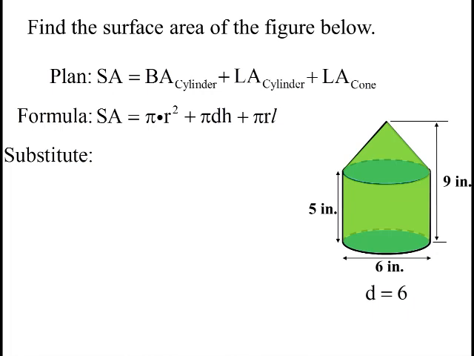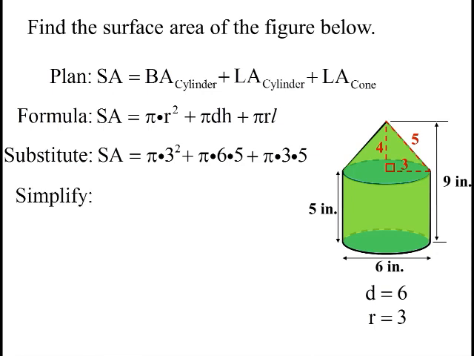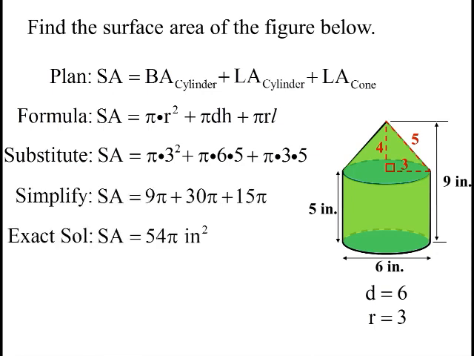And we might have to figure out some things here, like the diameter is 6, so the radius is 3. We already know the height, but I think we need to find the slant height of the cone. We don't know that. So if the base is 3, looks like the height of the cone is going to be 4, because 9 minus 5 would be 4. And there you go. That's a 3, 4, 5 triangle. The slant height's 5. And then just simplify, and you've got your exact solution and your estimate.